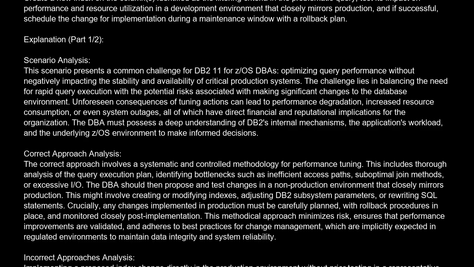Incorrect approach analysis. Implementing a proposed index change directly in the production environment without prior testing in a representative non-production environment is a significant regulatory and ethical failure. This bypasses essential validation steps, increasing the risk of introducing performance regressions or system instability.